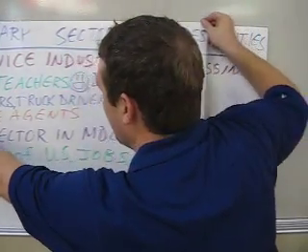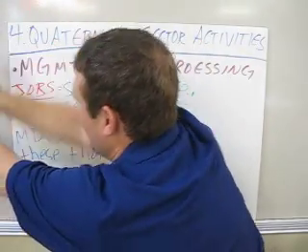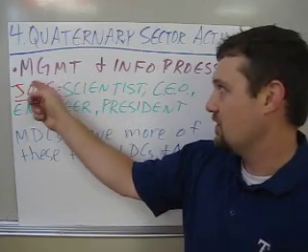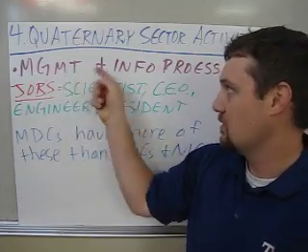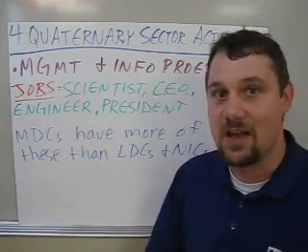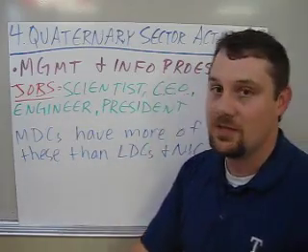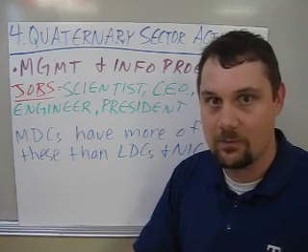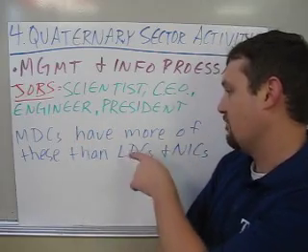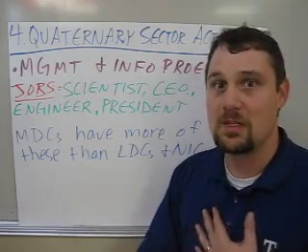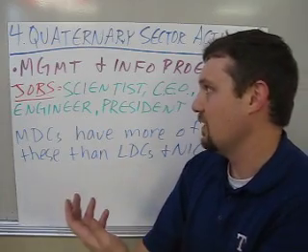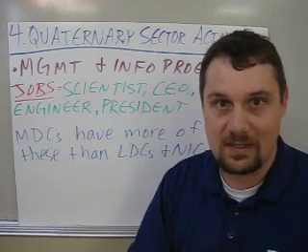Finally, we have what's called the quaternary sector, which is number 4 on our list of sectors here. The quaternary sector is all about management. That's what this is right here. Management and information processing. Examples here are scientists, CEO, Chief Executive Officer, basically the head of companies, engineer, and president. MDCs have more of these than LDCs or NICs. They're more prevalent in places like the United States, Canada, etc.